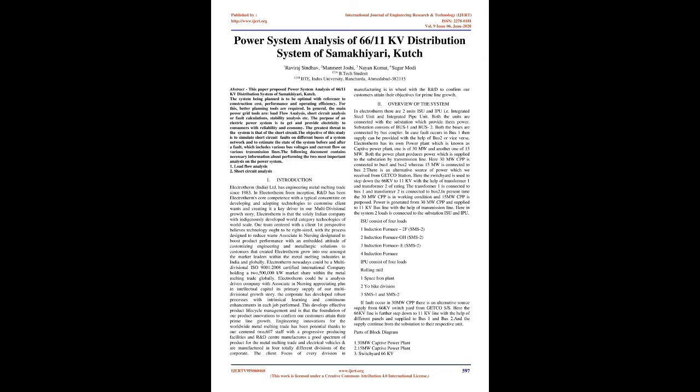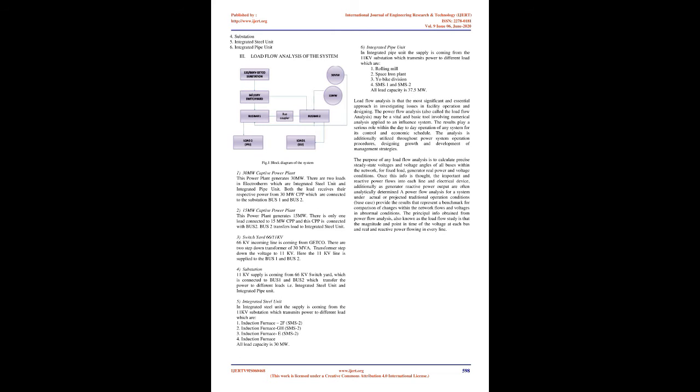top line growth. Engineering innovations for the worldwide metal melting trade have been possible thanks to our dedicated 2,607 staff with state-of-the-art manufacturing facilities. The R&D center manufactures a wide spectrum of products for the metal melting trade and electric vehicles, manufactured in 4 different divisions of the company. The client focus of every division in manufacturing is in sync with the R&D to ensure our customers achieve their objectives for top line growth.